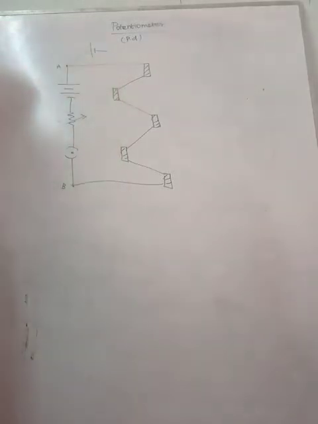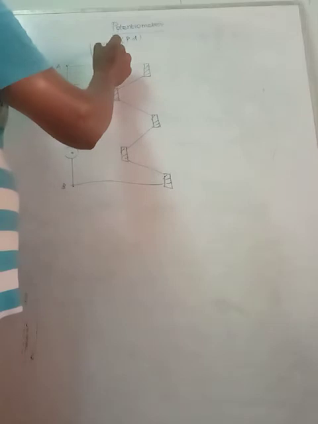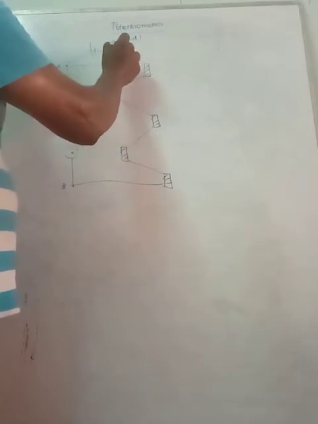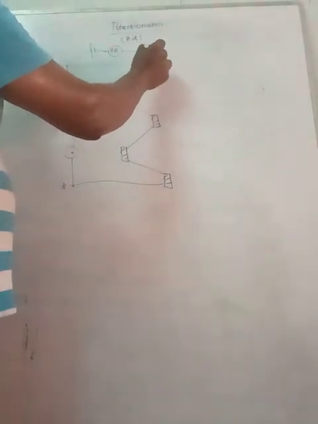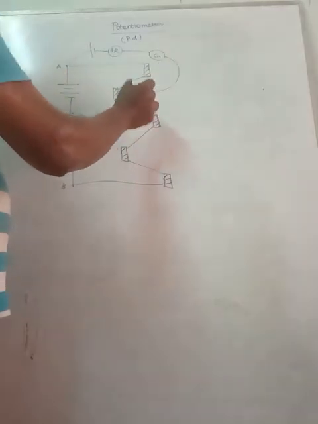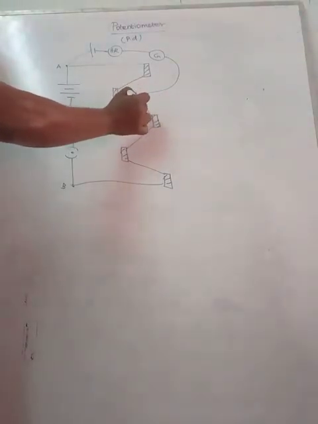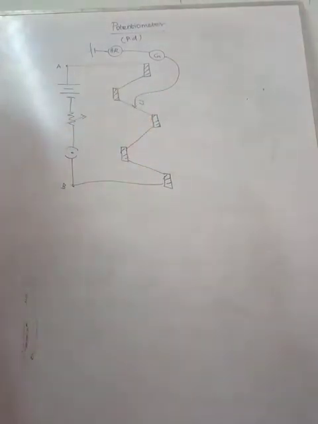From the point A there is one more battery. This is called the secondary circuit or the secondary battery, and here you can find a high resistance. Then you can find a galvanometer. The next terminal of the galvanometer is connected to the jockey J. So this is the construction of this potentiometer.